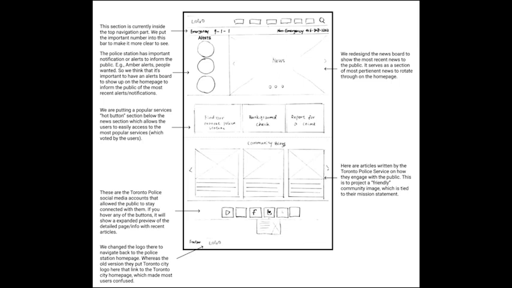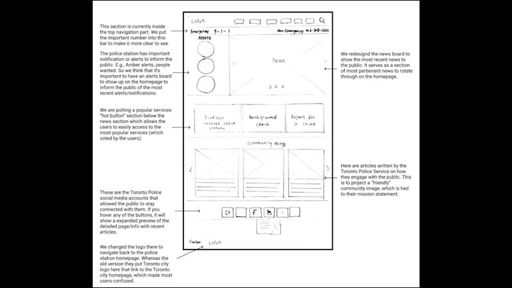Before making low-fidelity sketches of certain tasks, our group redesigned the homepage of the TPS website. We added a bar highlighting the emergency and non-emergency number. We added an alerts board on the home page to inform the public of the most recent alerts and redesigned the news board to show the most recent news to the public, enabling the user to rotate through the news articles. We added a popular services hot button section to allow users to easily access the most used services, which include find your nearest police station, background check, and report a crime.